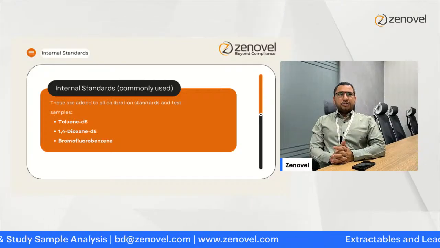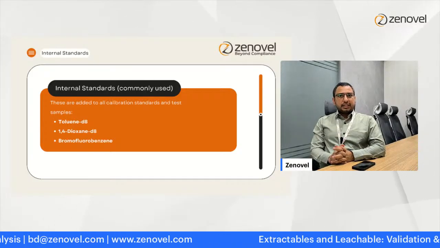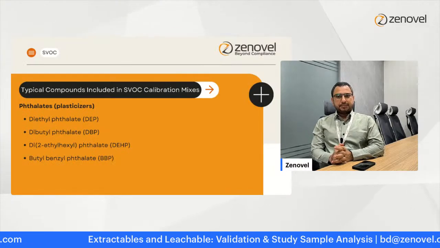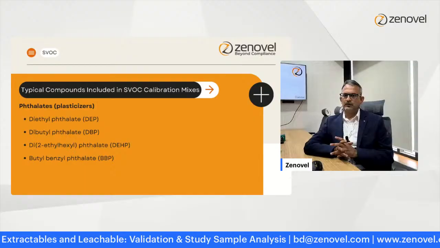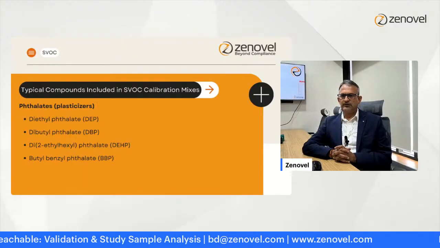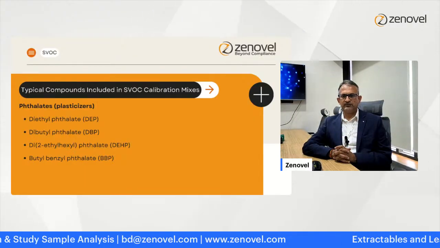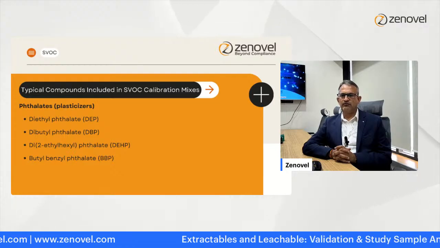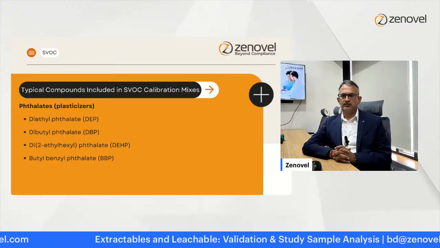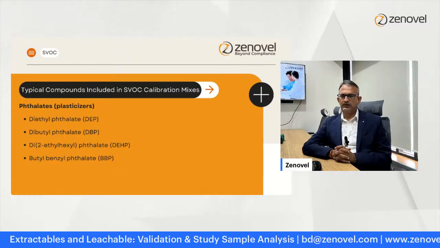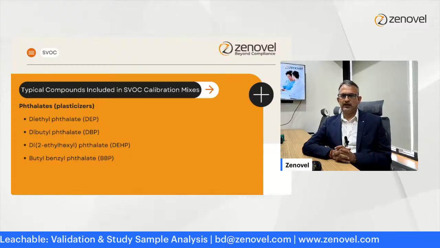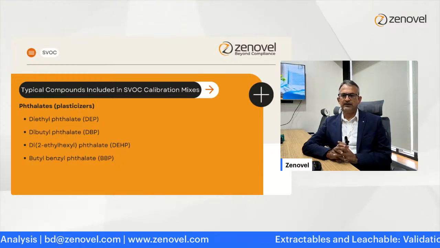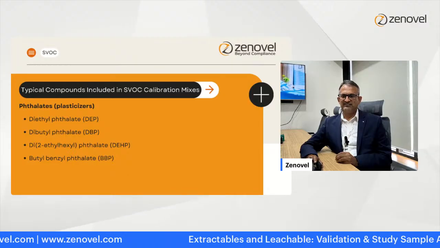Okay, great. So, what are the common compounds used as reference standards for the calibration curves for the SVOCs? Okay, we have already covered the VOCs. Now we are moving to the SVOC calibration mixes. Generally, we have different kinds of calibration mix. Phthalates are one example, as plasticizers. We can use DEP, DBP, DEHP, and BBP as plasticizer phthalates.